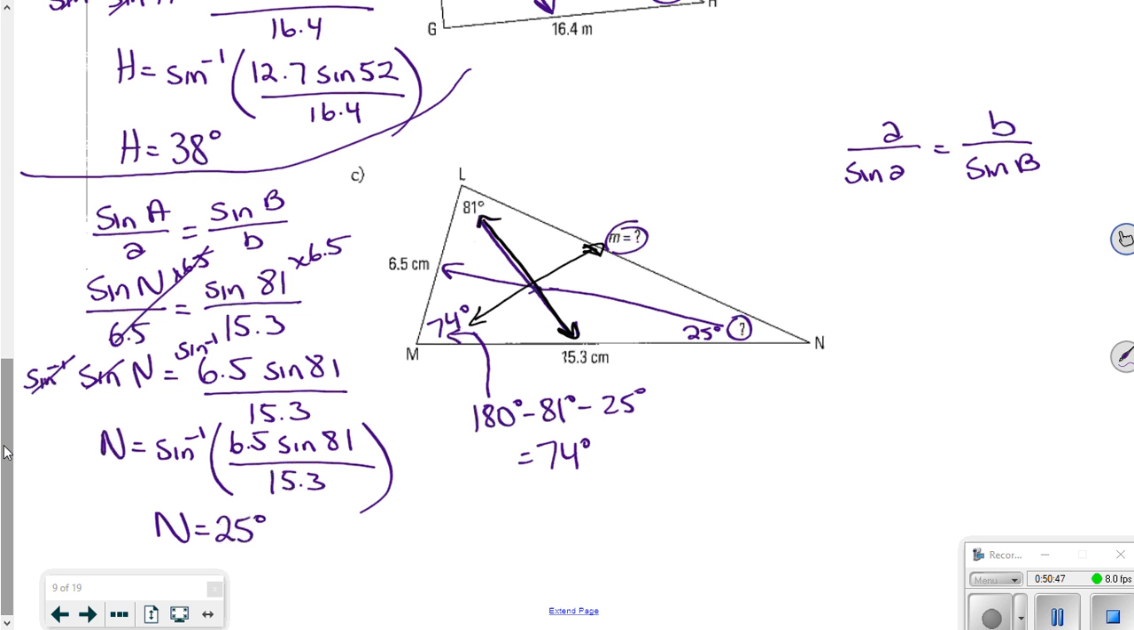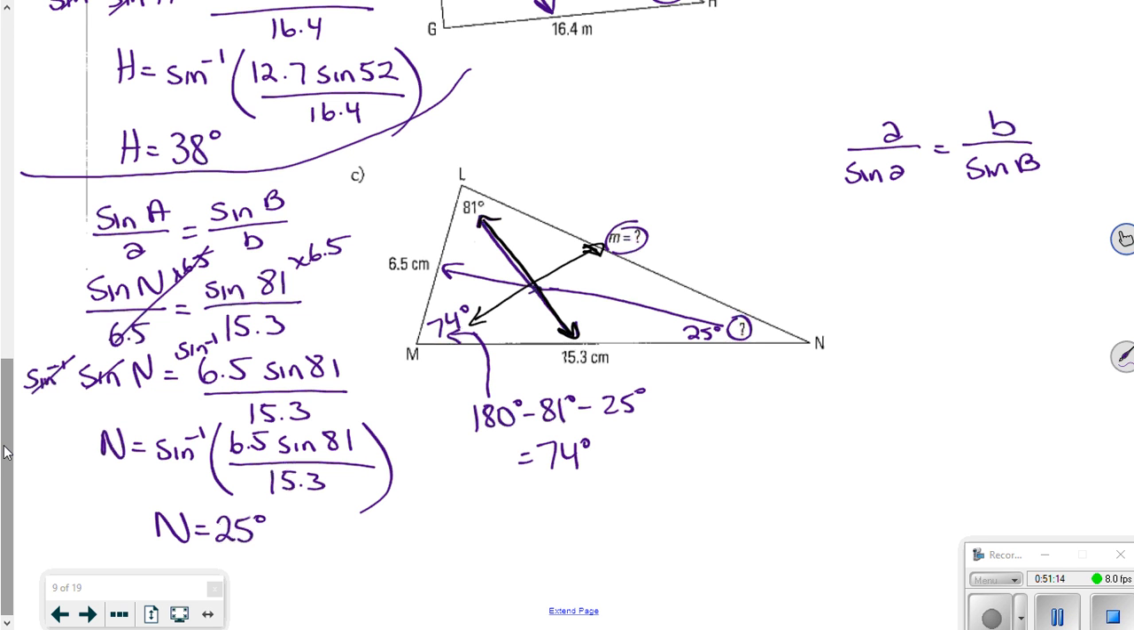When you're solving these, it's best to go back to the original information you're given in the triangle if you can, just in case you made a mistake. You don't want to use a wrong answer to get another wrong answer. So it's always safest to go back to the original information you were given if you can.